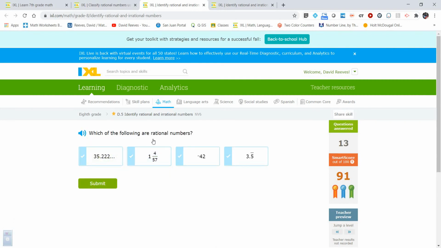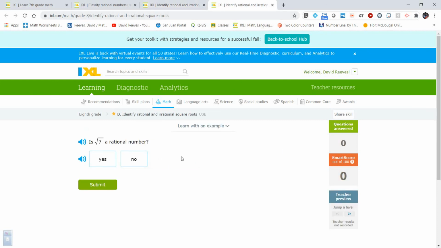All right. Last one. Which ones are rational? Again, if it can be written as a fraction, it is rational. If it repeats, it goes on forever, but it repeats, it is rational. All right? Negative 42 is an integer. It's rational. They are all rational. Wow. Okay, that's all I'm going to do there. Look at, I got us all the way up to 92. Last one, and we've kind of already done this already. Now we're just looking specifically at square roots.